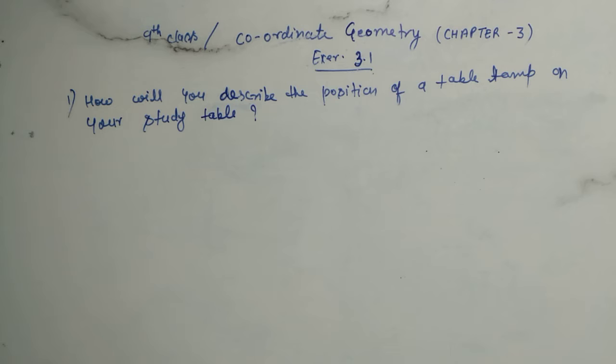So we are here with exercise 3.1 of our NCERT book, 9th class, and our chapter is coordinate geometry. The first question in your exercise is: you have to describe the position of a table lamp on your study table. In your study table a table lamp is there, and you have to mention where that table lamp is situated. For making your answer easy, first of all we will draw a table and that lamp.